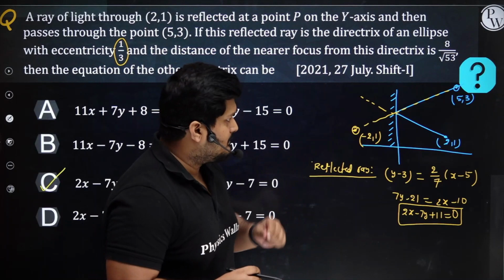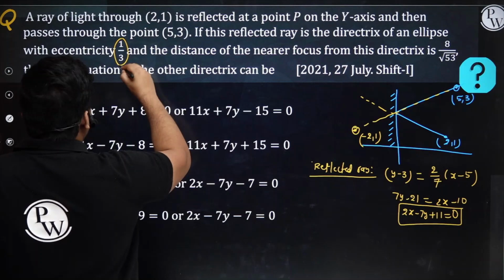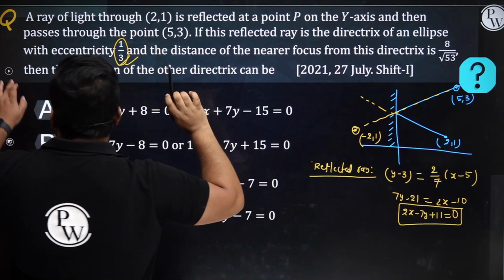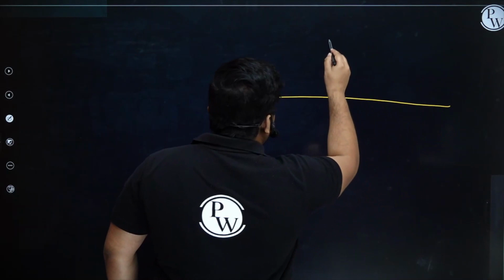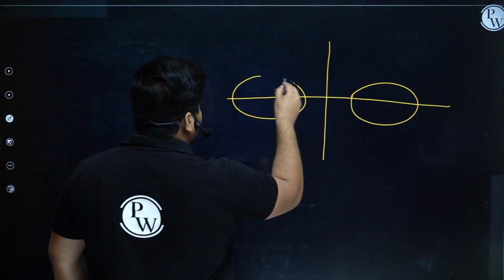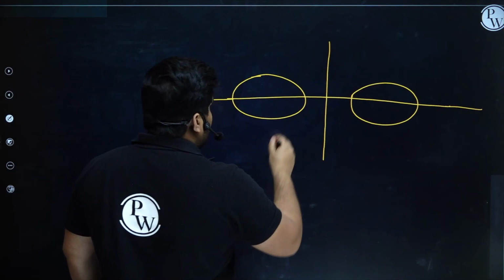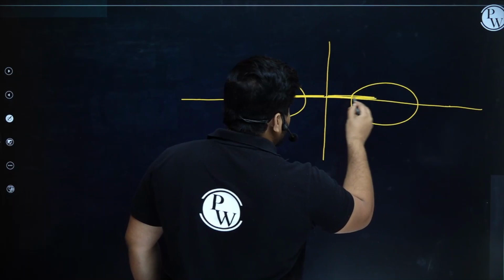Now what is given? That reflected ray is the directrix of an ellipse with eccentricity 1/3 and distance from the nearest focus 8 upon root 53. So we have the directrix. Obviously there will be two ellipses possible. In the options we can see there are two answers given, because we have the distance to the nearest focus.